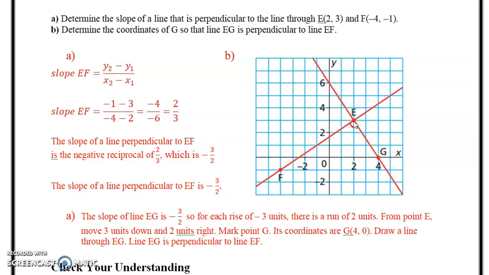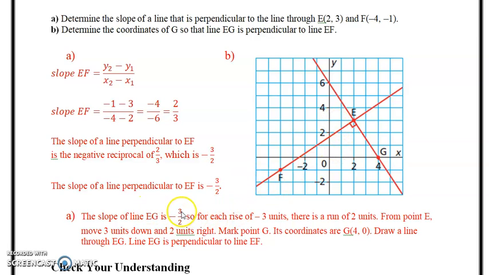So from here we can go down 3, right 2, and get a point G. Another way you could have looked at it, you could have went the opposite way. So you could have looked at it as going left 2, up 3, and you still got another point G. Again, G will just depend on where you go from there.